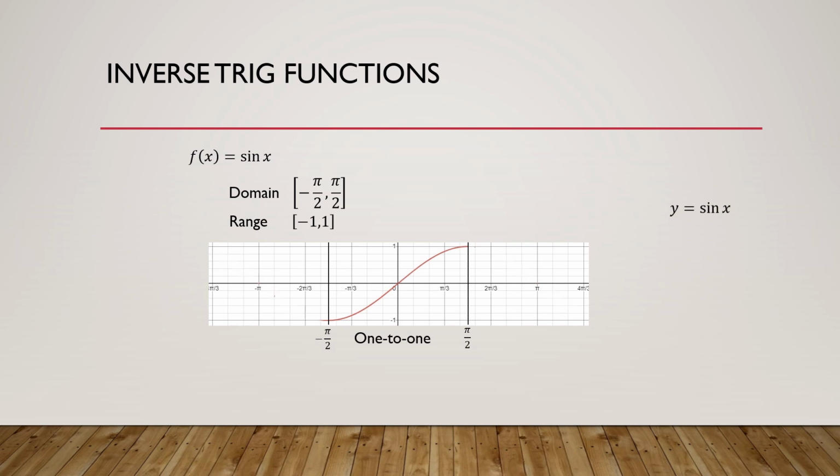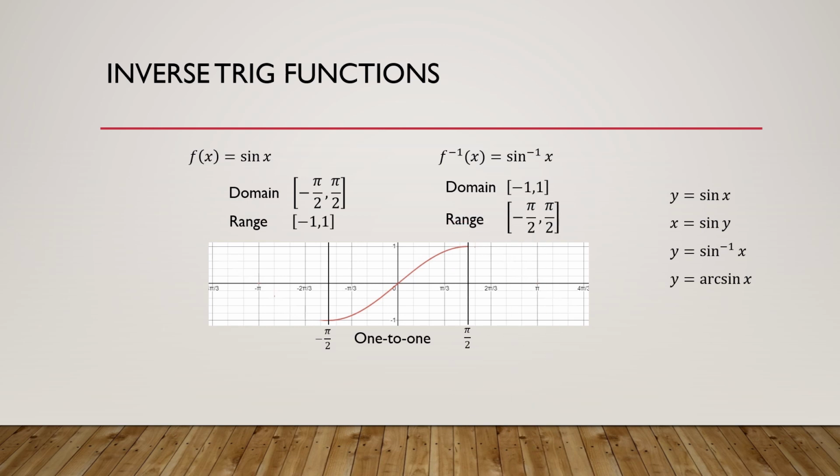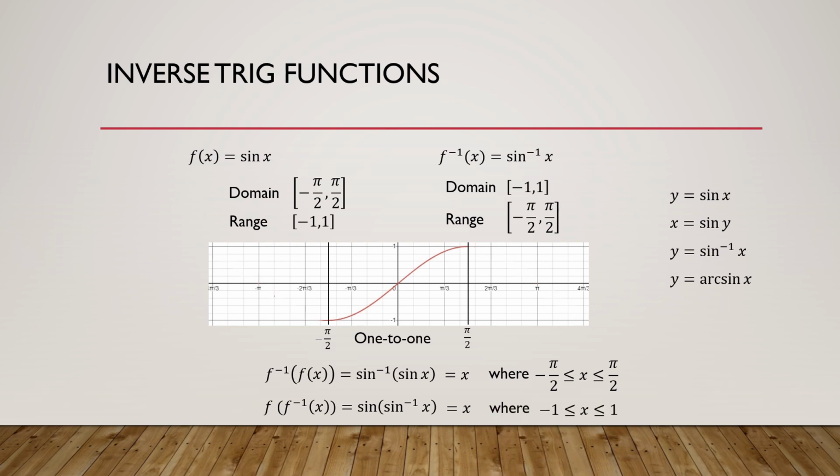Next, we express the function as y equals sine x, then swap the variables to get x equals sine y. Solving for y, we get y equals inverse sine of x. This may also be called the arcsine of x. Therefore, the inverse function of sine x is arcsine x. The domain of this function is from -1 to +1, and the range is from -π/2 to π/2. In summary, the arcsine of sine x equals x, where x is between -π/2 and π/2, and sine of arcsine of x is equal to x, where x is between -1 and +1.